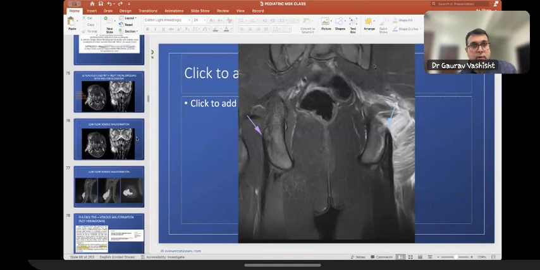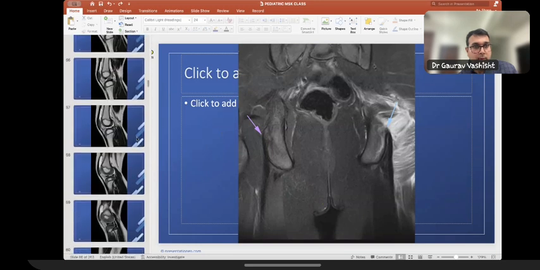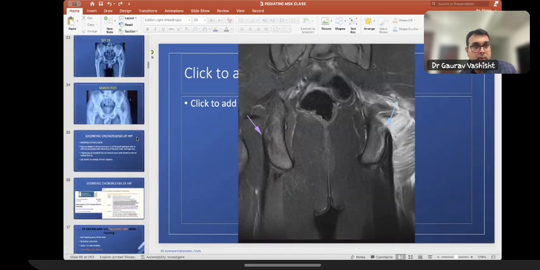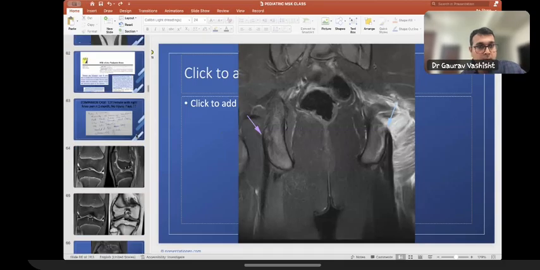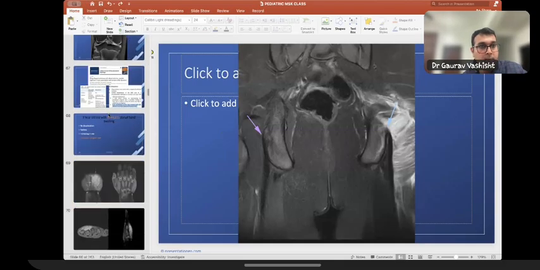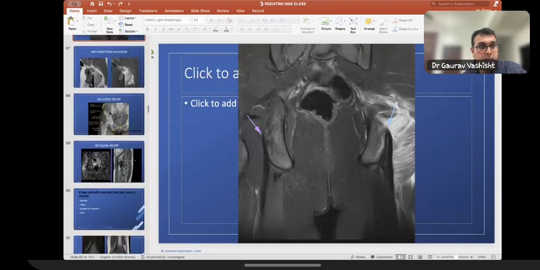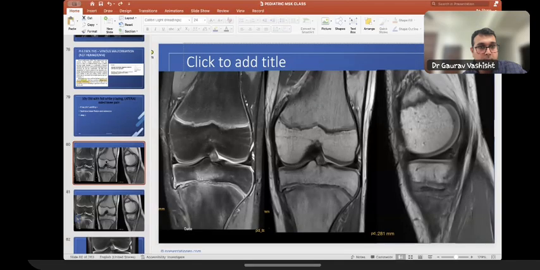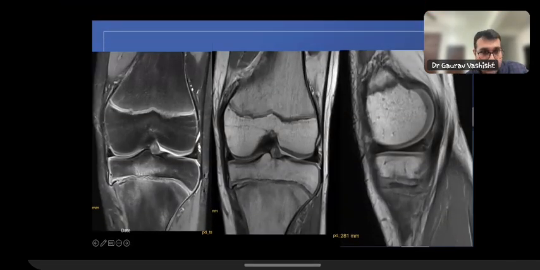Another query was on the trapped periosteum. This is an image where you can see trapped periosteum between the growth plate. There is widening of the physis and irregularity. This is called a trapped periosteum with Salter-Harris fracture.